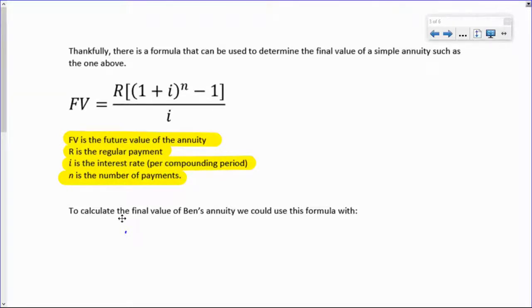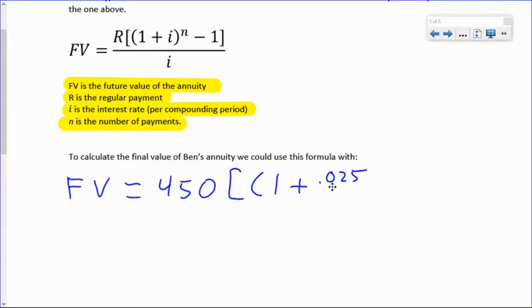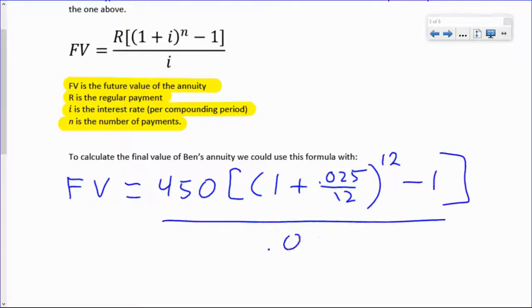So as an example, we could use this to figure out Ben's final value of his annuity. And let's do that. The R value is 450, so I'm replacing R with 450. Bracket, bracket. The interest rate is 0.025, 2.5%, but I have to divide it by 12 because it's compounded monthly. My N value is the number of payments, which is the same in this example as the number of months, which is 12. And then finally, my interest rate goes down here as well.